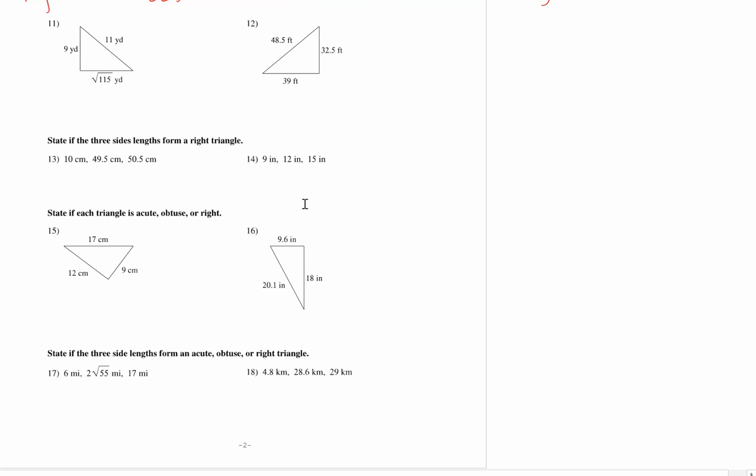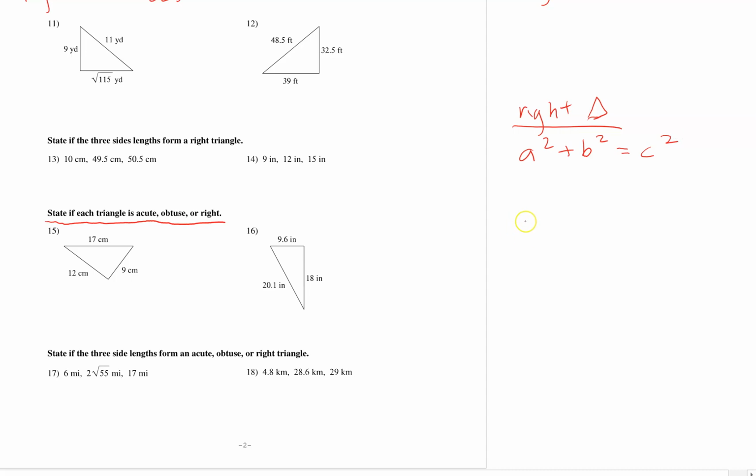All right, scrolling down to our final part of the lesson. So looking at number 15, it says to state if a triangle is acute, obtuse, or right. So you know if it is a right triangle, it is going to be the factor a squared plus b squared is equal to c squared.